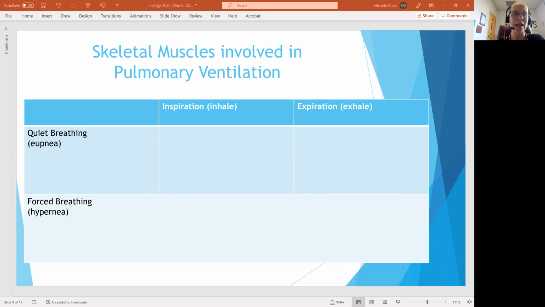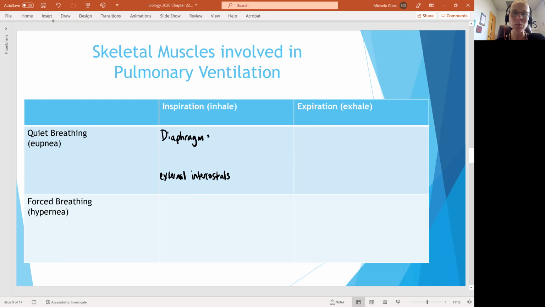So let's look first at our quiet breathing, or you can talk about it as eupnea. In the case of quiet breathing, this is just your resting, normal kind of breathing. Okay. These are the muscles we were just talking about. On our inspiratory muscles, we're going to see the diaphragm, and we'll see the external intercostals.